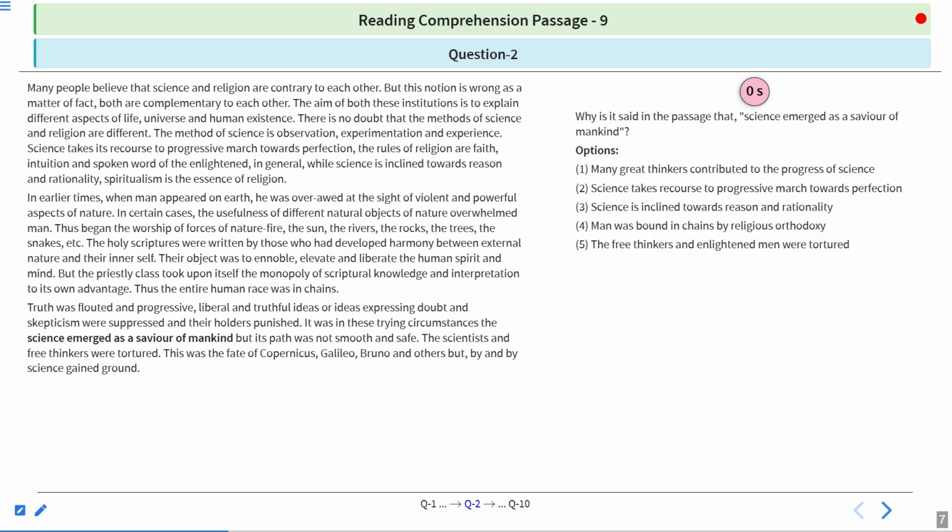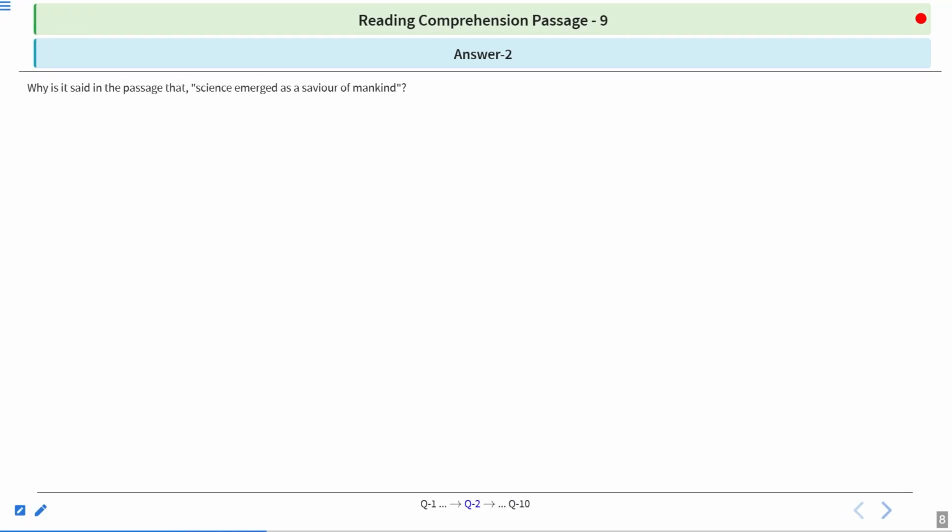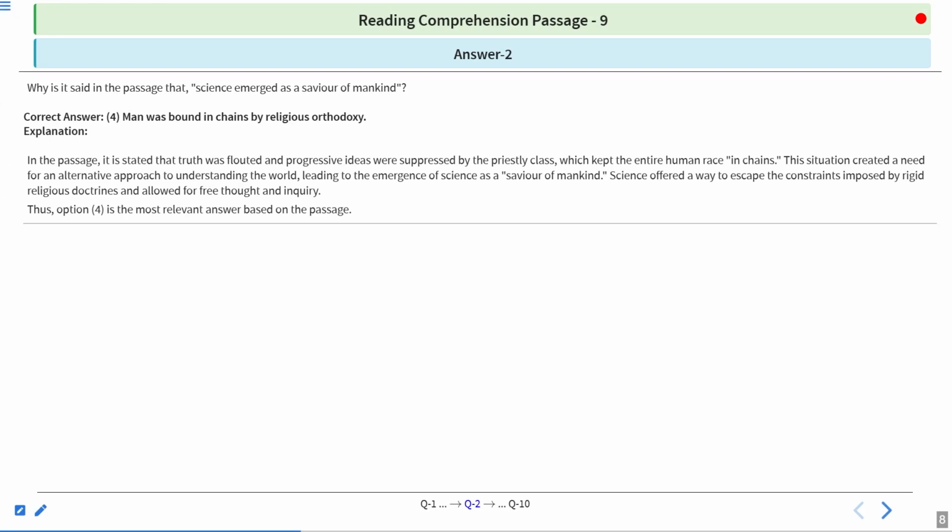I hope you've done so. Let's move to the correct answer. The correct answer is 4. Man was bound in chains by religious orthodoxy. And the explanation is in the passage. It is stated that truth was floated and progressive ideas were suppressed by the priestly class, which kept the entire human race in chains. This situation created a need for an alternative approach to understanding the world, leading to the emergence of science as a savior of mankind. Science offered a way to escape the constraints imposed by rigid religious doctrines and allowed for free thought and inquiry. Thus, option 4 is the most relevant answer based on the passage.